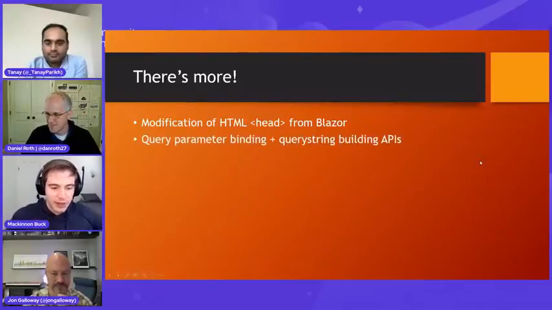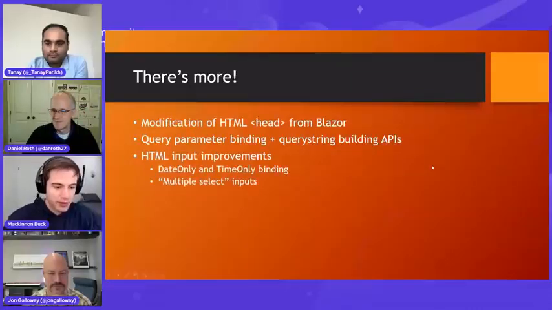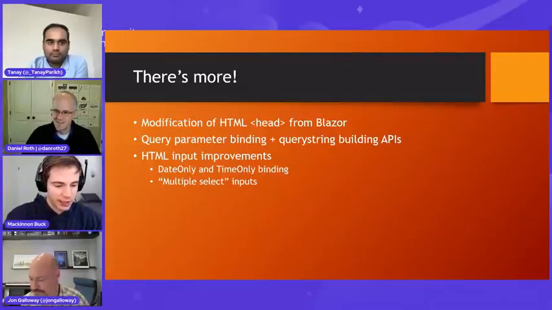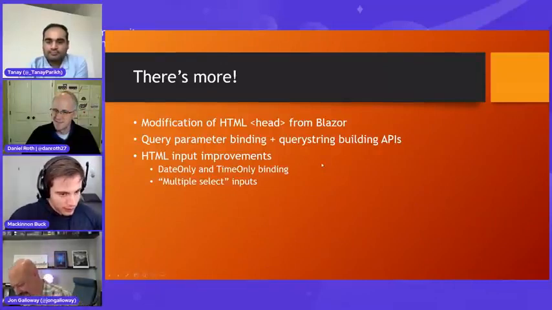The next thing that I'll be showing is working with the query parameters of a URI. This will involve reading query parameters as component parameters, and also writing back a new query string to the URI. And while we're at it, I'm going to show some smaller HTML input improvements. We have binding support now for date only and time only. And we also have support for multiple select inputs, so not just selecting one element from a select, but being able to select multiple or all of them. So let's jump right into it.